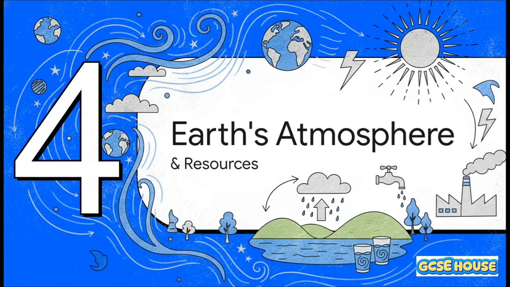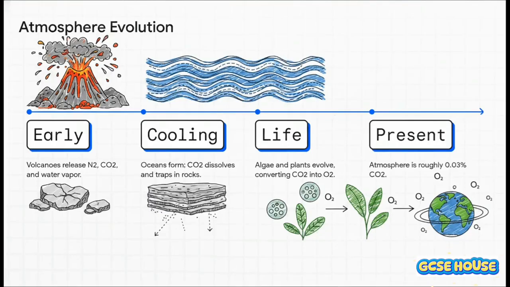All right, Section 4, Earth's atmosphere and resources. Let's look at the big picture. Our early Earth transitioned from a totally hostile volcanic greenhouse into the beautiful oxygen-rich environment that keeps us alive today.